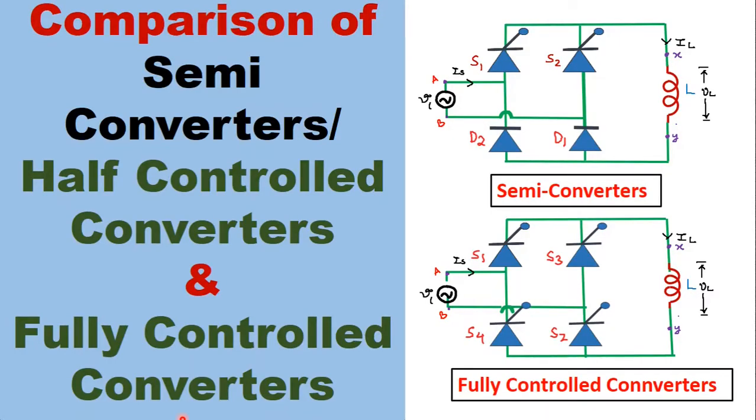In this lecture, we are going to study the comparison of semi-converters, which are also called half controlled converters, and fully controlled converters. In the previous lectures, we had already studied the working of semi-converter and fully controlled converter with the output waveforms. So if you want to see that video, you can check it in the channel playlist.